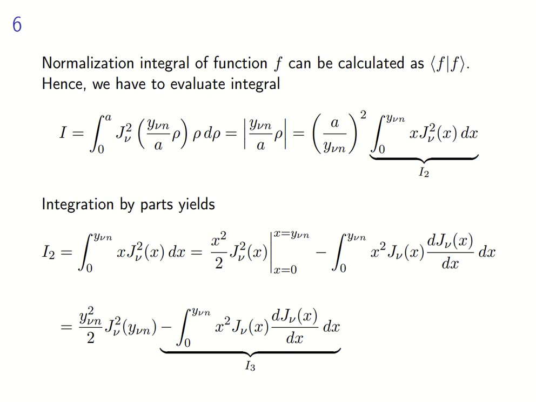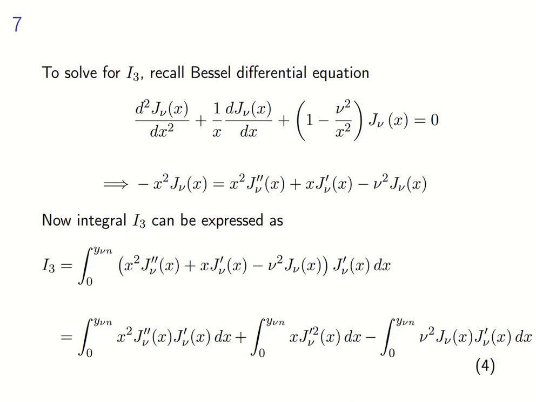The normalization integral of function f can be calculated as the inner product of function f with itself. Hence, we have to evaluate the integral on this slide. Integration by parts yields this expression for integral I2. In order to solve integral I3, we have to recall the Bessel differential equation and express the term under integral I3 in this form. Integral I3 can then be expressed in the following form.